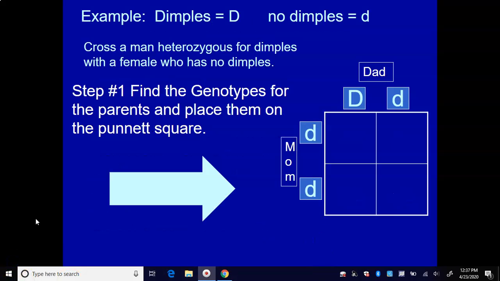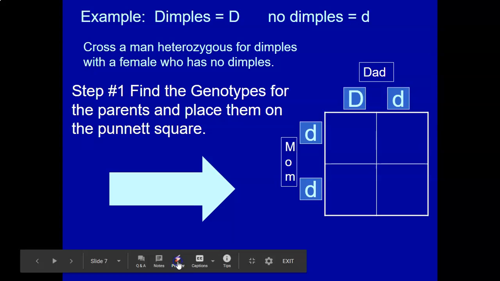Here's another example, and it goes through the different steps of how to actually solve a monohybrid Punnett square cross. So we're talking about dimples versus no dimples. So it's one trait still. That's why you have a 4-box Punnett square. It's telling you that capital D stands for dimples, so that means it's dominant, and then lowercase d is recessive, so no dimples. So it says cross a man that's heterozygous for dimples.